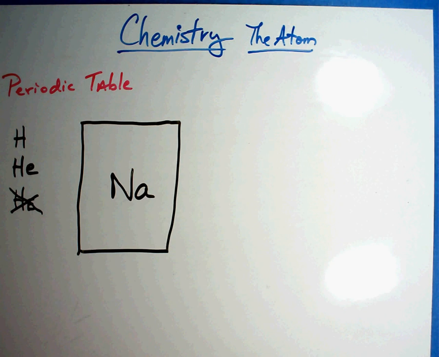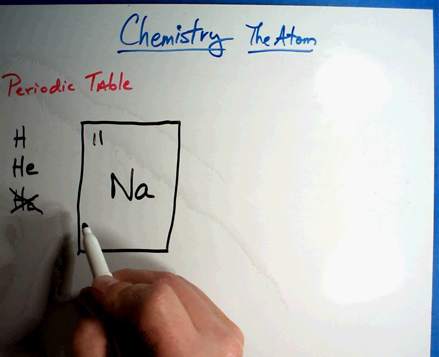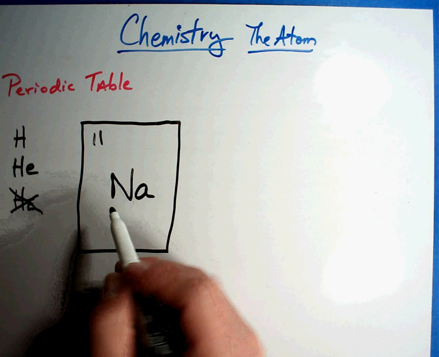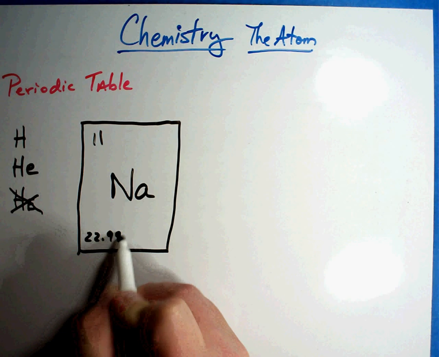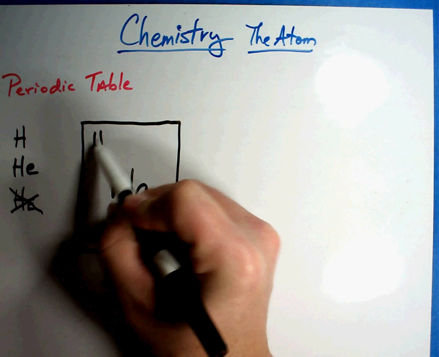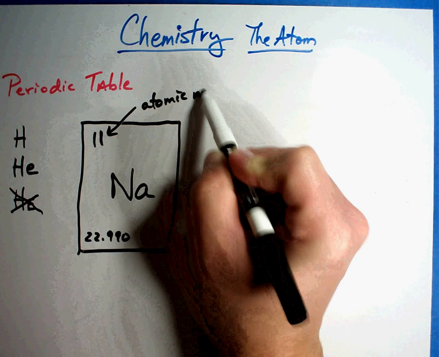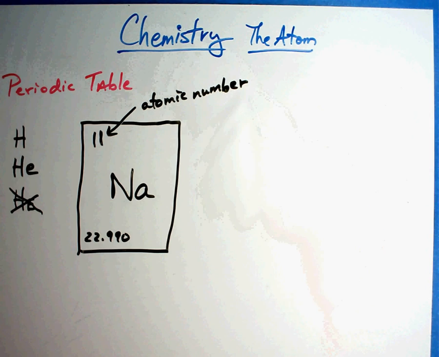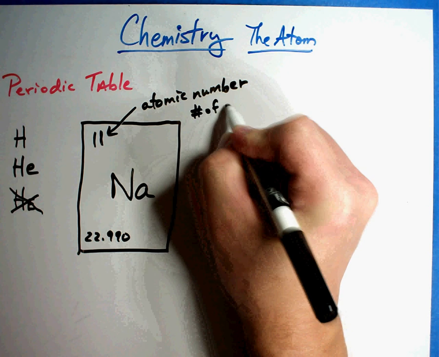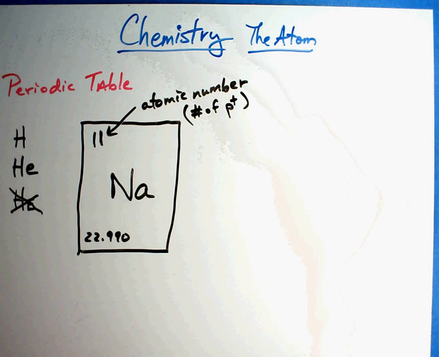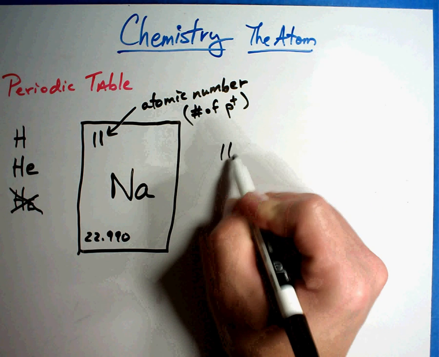And then there's numbers in the boxes. In this case, you're going to have a number like this, 11, and then 22.990. Well, let's talk about these numbers and what they're actually used for. First, this number is called the atomic number. The atomic number is the smaller of the two numbers. By definition, it is the number of protons in that atom. So in this case, sodium has 11 protons.